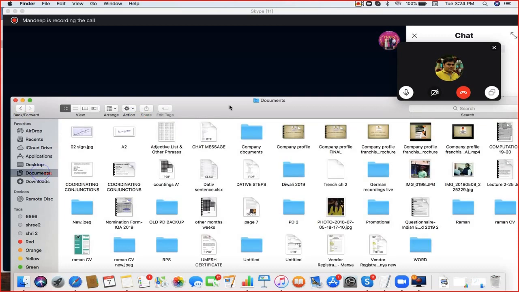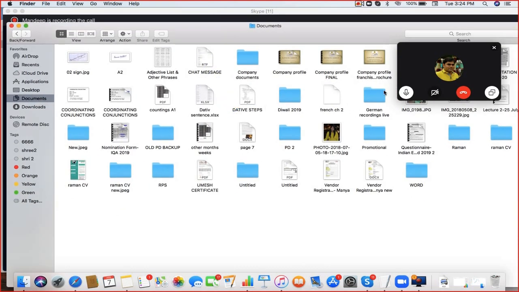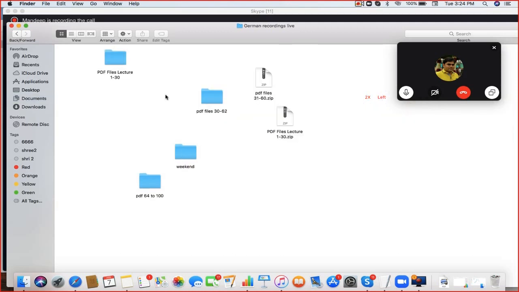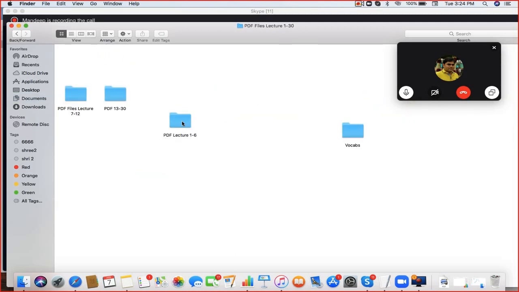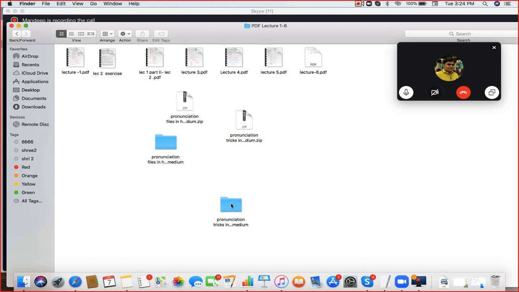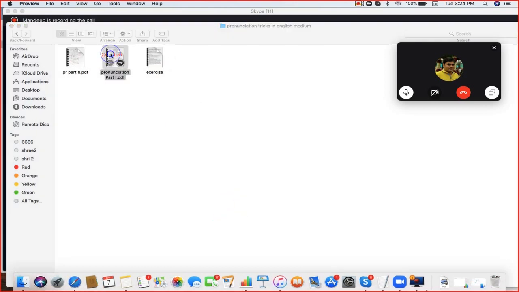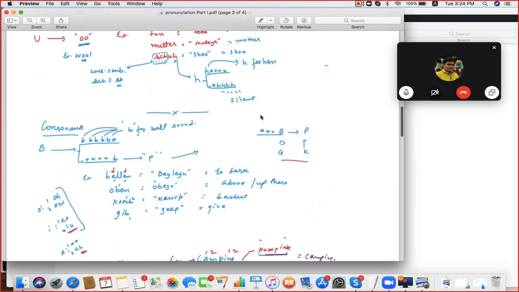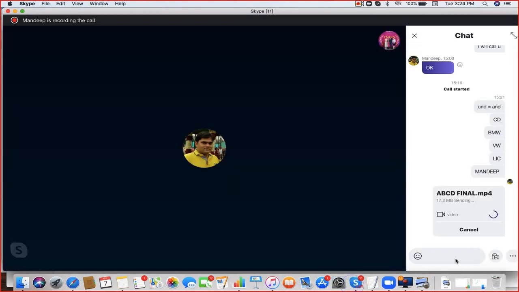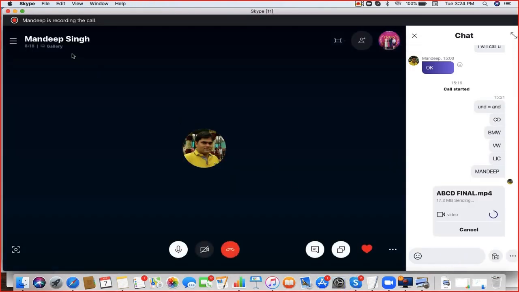So I'm just opening one document in front of you. No need to write down anything. You will get all this material, so you can take a printout later accordingly. See here, we'll be using the sound. What I mean by sound: let's say when I speak your name, Mandeep, I call you Mandeep. I don't call you M-A-N-D-E-E-P.